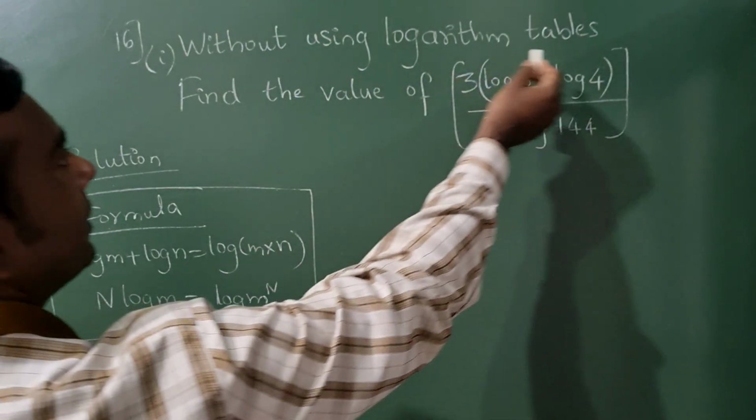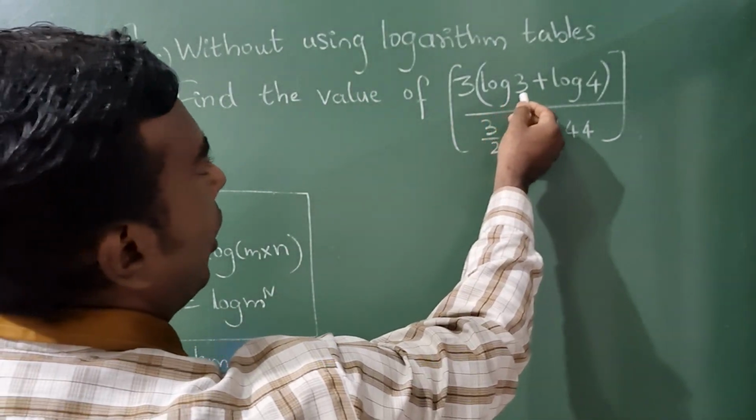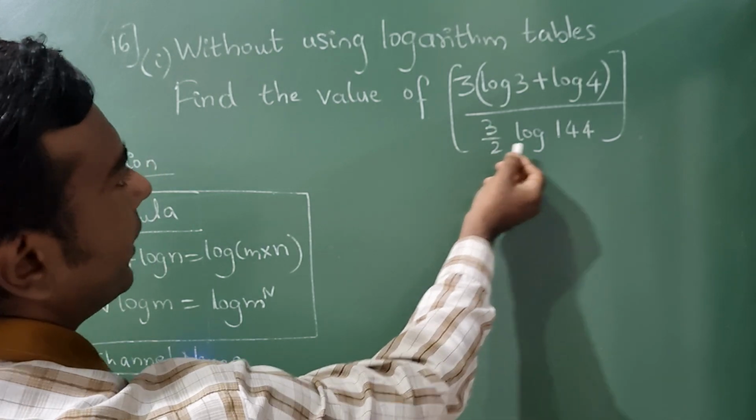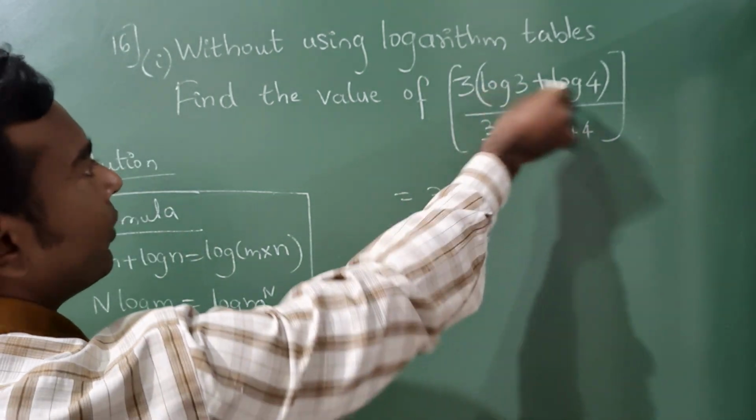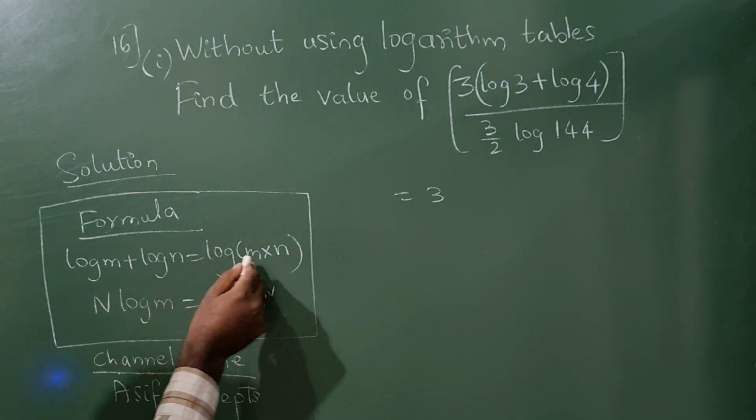Without using logarithmic tables, find the value of (3 + log 3 + 4 + log 4) divided by (3/2 × log 144). Now for the numerator, use this formula: log m + log n = log (m × n).